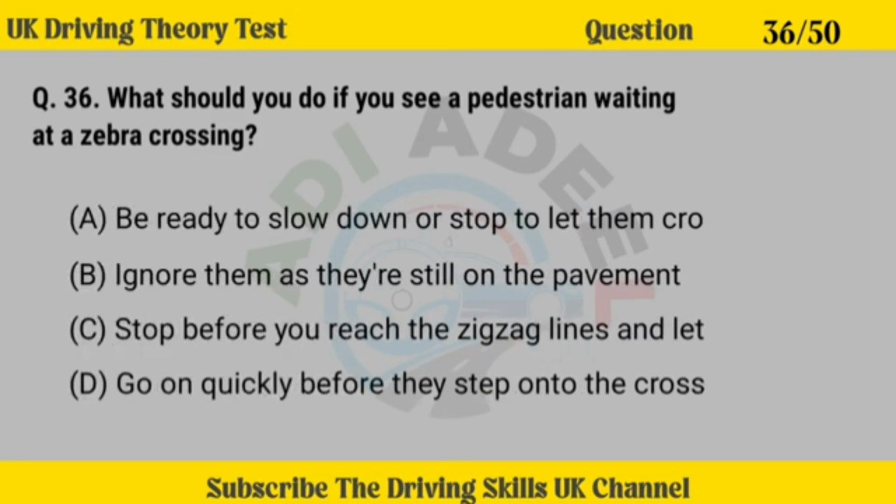A. Be ready to slow down or stop to let them cross. B. Ignore them as they're still on the pavement. C. Stop before you reach the zigzag lines and let them cross. D. Go on quickly before they step onto the crossing.